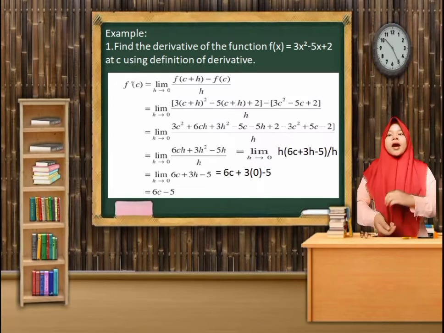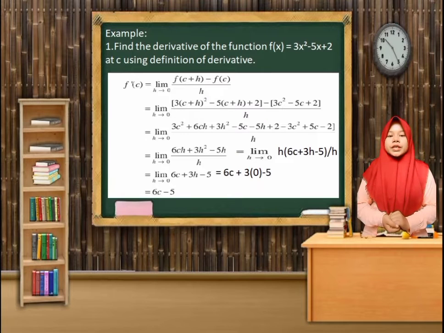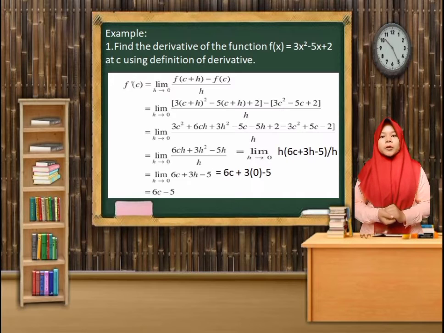Example 1. Find the derivative of the function f(x) equals 3x squared minus 5x plus 2 at c using the definition of derivative. First, write the definition of derivative. f prime c equals the limit of f(c plus h) minus f(c), all over h, as h approaches 0. Then for f(c plus h), replace x with c plus h.